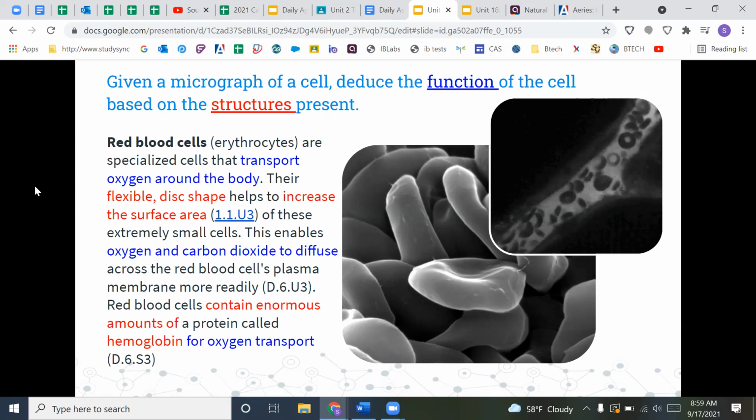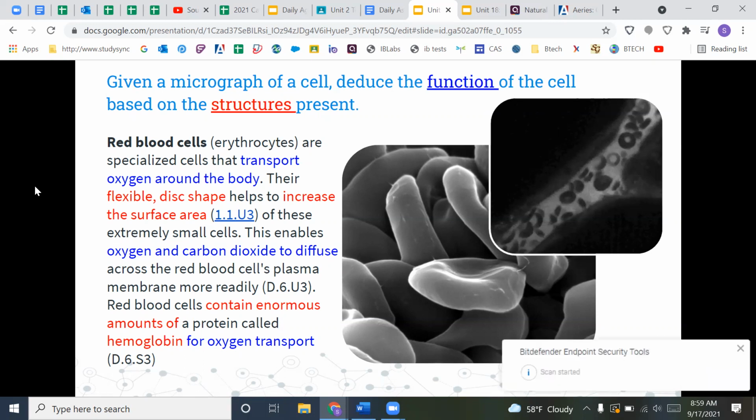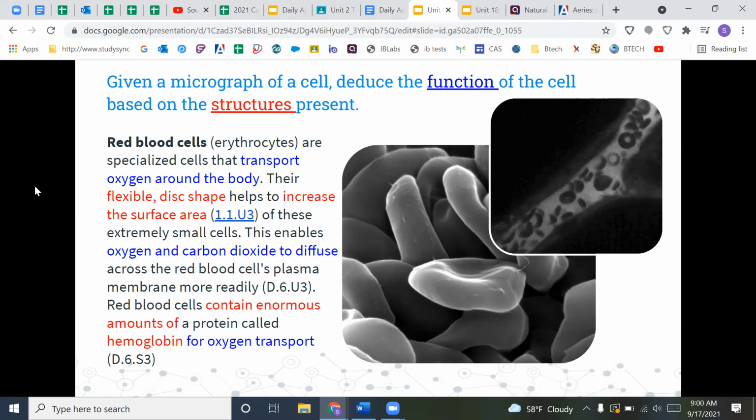The second section here, another structure-function relationship, is that they have enormous amounts of hemoglobin. That large amount of hemoglobin helps with oxygen transport. Oxygen actually binds to the hemoglobin. When you breathe in oxygen, that oxygen needs to stick to something, and it will stick to the hemoglobin. So the more hemoglobin you have, the more oxygen can stick, therefore getting moved throughout your body more efficiently.